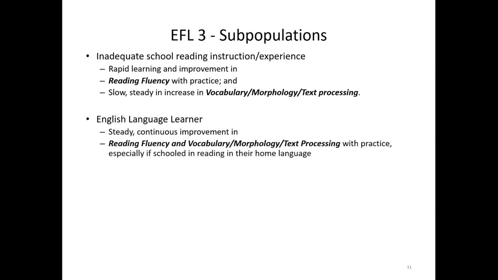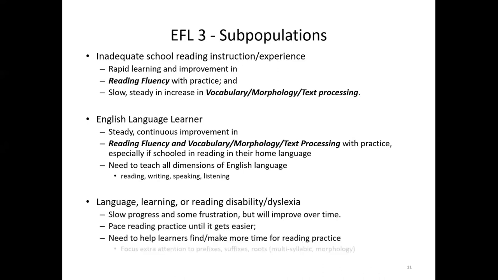If you're working with English language learners, I would temper that to say steady, continuous improvement in reading fluency. And again, that depends on their spoken English fluency, as well as their developing knowledge of vocabulary, morphology, and text processing with practice. That's especially going to be true if they were schooled at an adequate level in their home language, because they're then translating from their home language into English, but they already have a lot of the language capacity built up. And of course, when you're working with English language learners, you're going to work across all four modalities, although that's always a good idea with all learners. We'll talk a little bit more about that later.